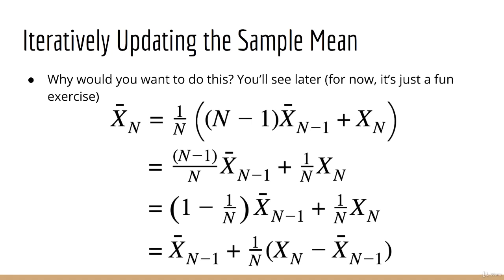One interesting thing you can do, although it's not totally clear why you'd want to do this at this point, is split this formula up as follows. The first step is to multiply out the 1 over n term. This gives us n minus 1 over n as the first coefficient and 1 over n as the second coefficient. The second step is to simplify n minus 1 over n to 1 minus 1 over n. The third step is to multiply out the x bar n minus 1 term and then combine the terms that have the coefficient 1 over n. At this point, you may or may not know why we did this, but that's okay. Just think of it as a fun math exercise, and we'll return to it later.